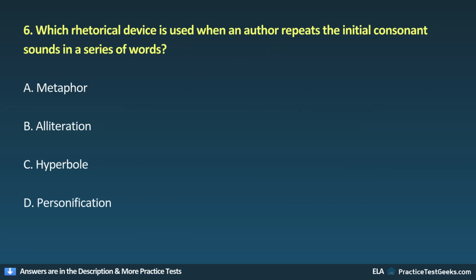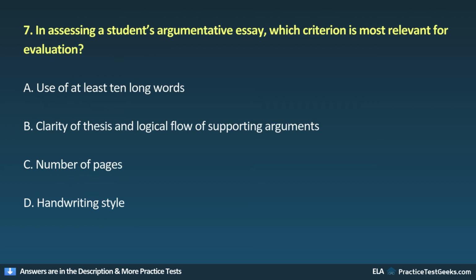6. Which rhetorical device is used when an author repeats the initial consonant sounds in a series of words? A. Metaphor. B. Alliteration. C. Hyperbole. D. Personification.